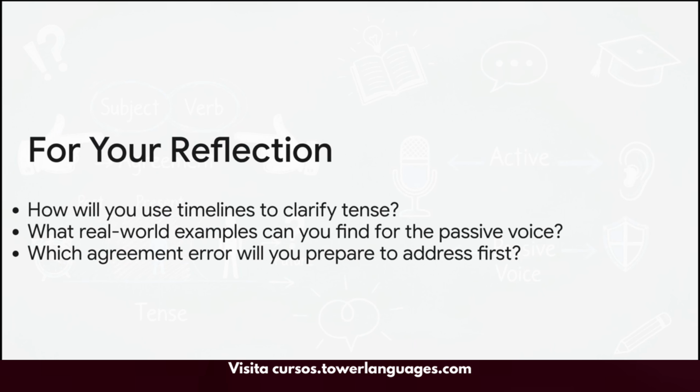So, as you continue preparing for the TKT, and even more importantly, as you get ready for your own classroom, I want you to leave with these questions. How are you going to use timelines to make tense relationships click for your students? What real-world examples, like news headlines, can you find to show them why the passive voice is actually useful? And which common agreement error are you going to tackle first? The goal isn't just to know the rules. The real question is, how will you bring this blueprint to life for your students?